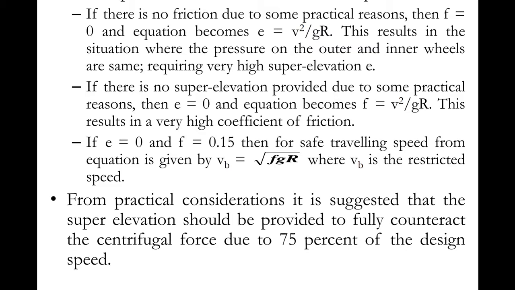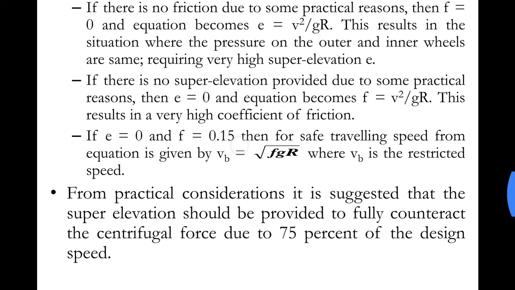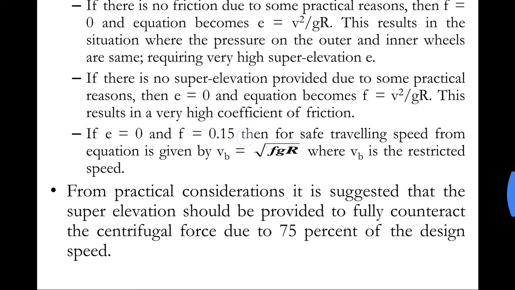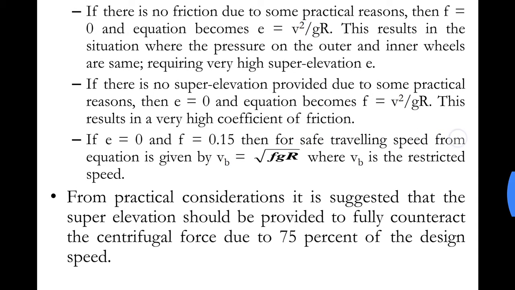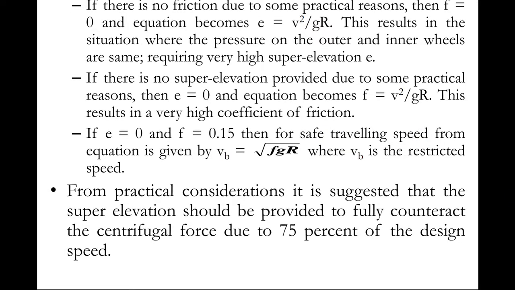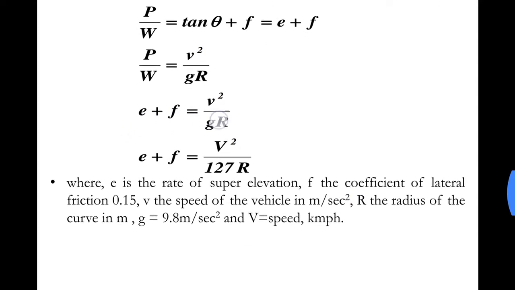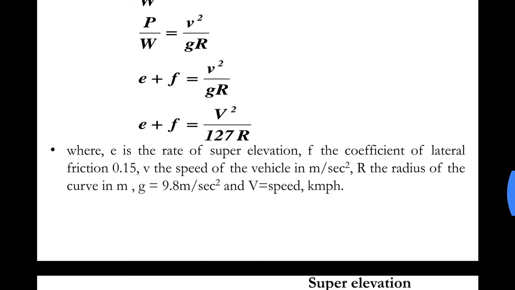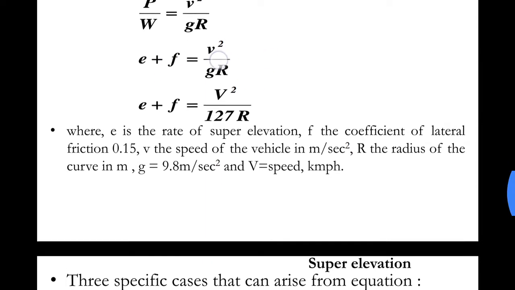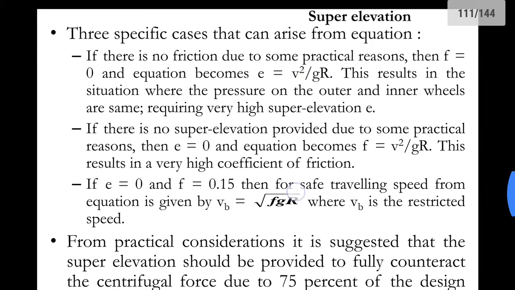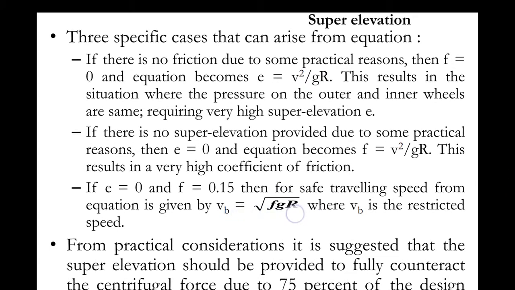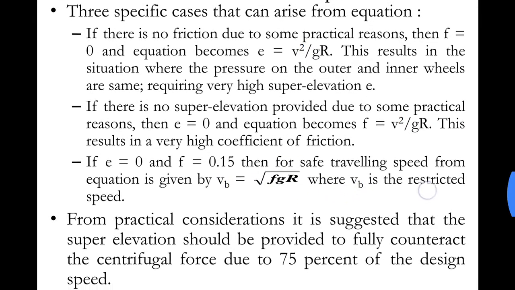Third condition, if E is equal to 0 and F equal to 0.15, if we cannot provide super elevation and we need to limit the coefficient of friction to 0.15, then for safe traveling speed, from the equation, E is equal to 0 here and F equal to V square by GR. Then V is equal to root of F into GR, where V is nothing but the restricted speed.